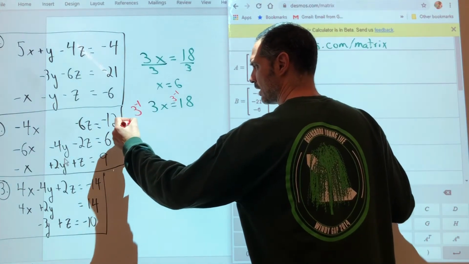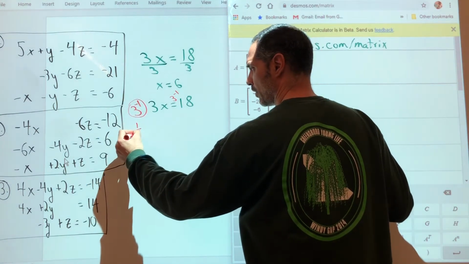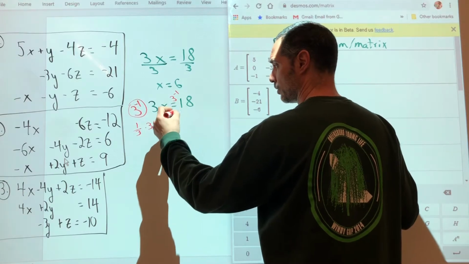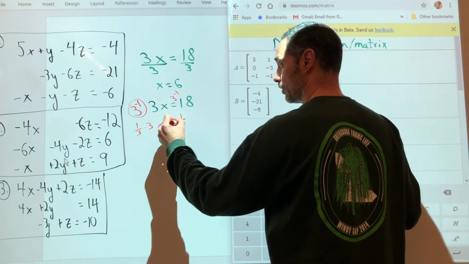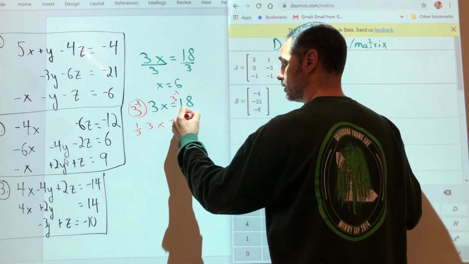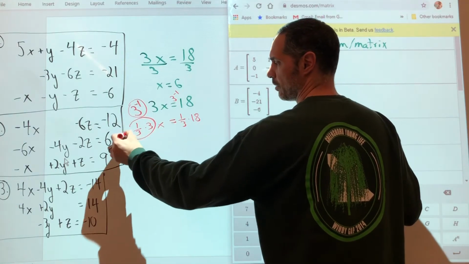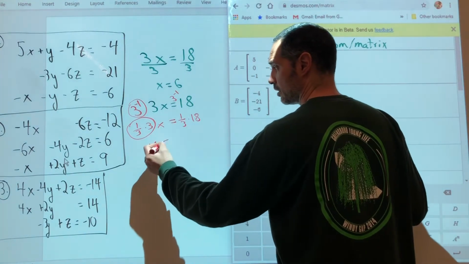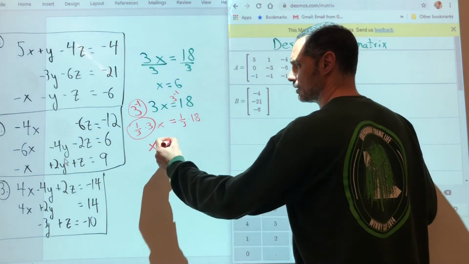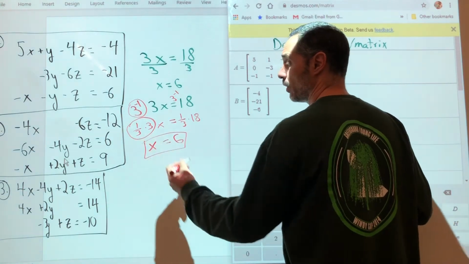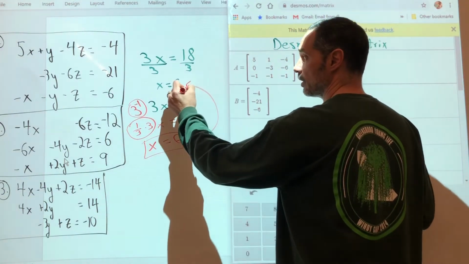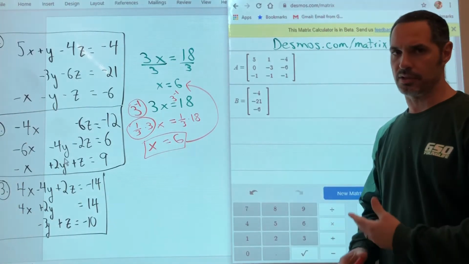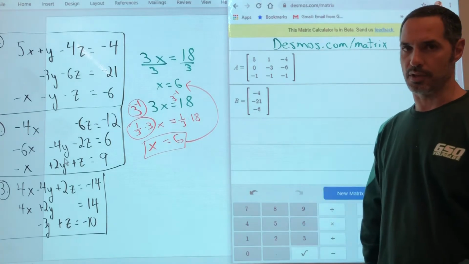3 to the negative 1 is the same as 1/3. So that's 1/3 times 3 times x equals 3 to the negative 1, which is 1/3, times 18. 1/3 multiplies by 3 to give you 1, so that'll be 1x, or just x. And then 1/3 times 18 is equal to 6. And you'll notice, without division, we ended up with the same answer. Now I know that's all very basic, and you're thinking, what does this have to do with anything?